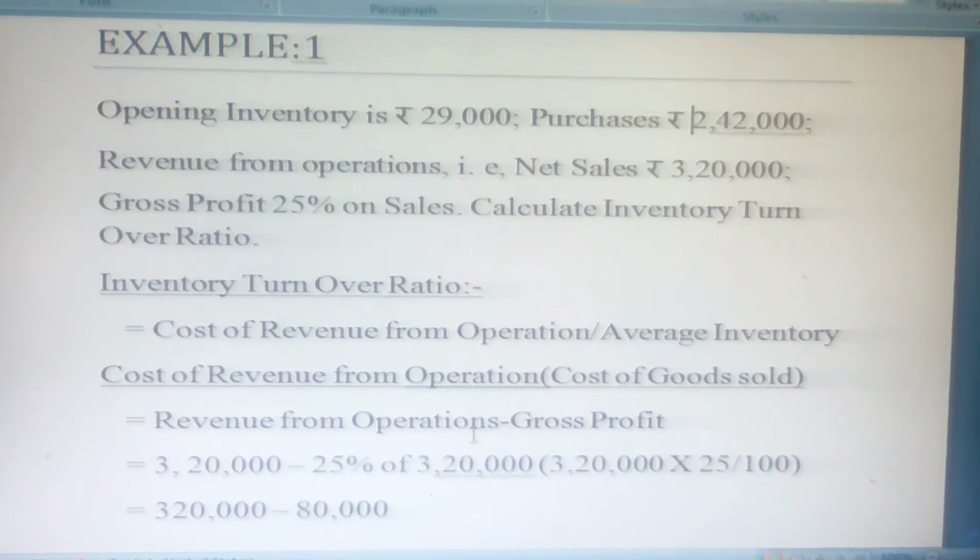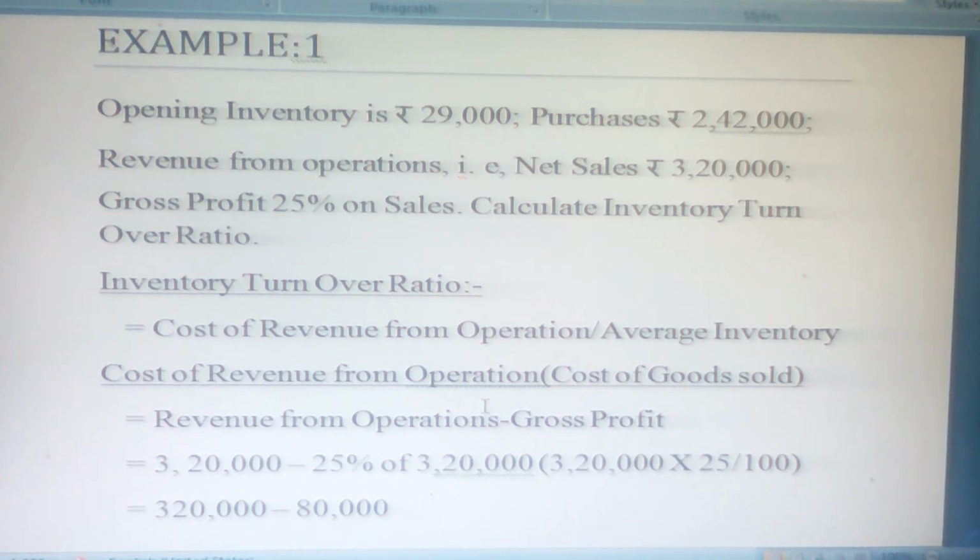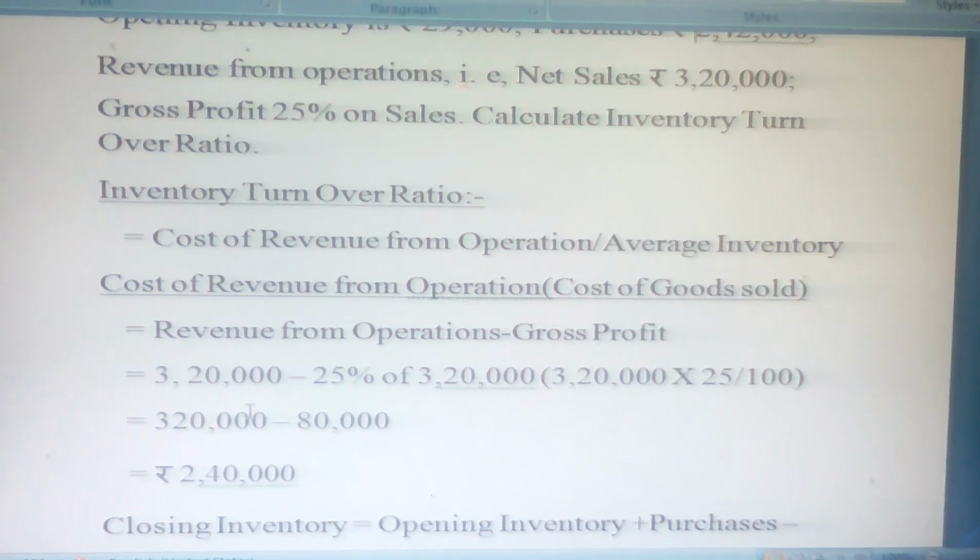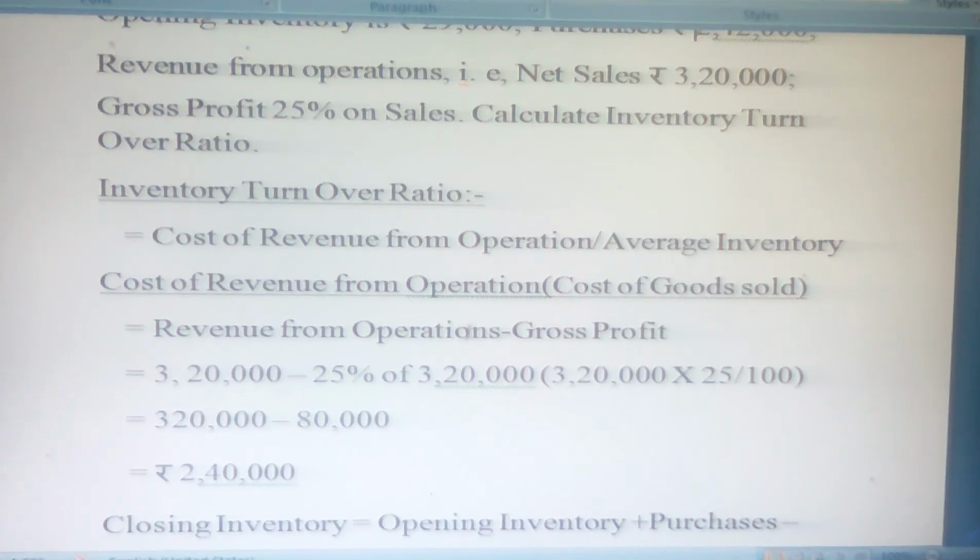So how to calculate here? As you know, first we want to mention the inventory turnover ratio formula. So what's the formula here? Cost of revenue from operations divided by average inventory. So we are going to calculate cost of revenue from operations, nothing but cost of goods sold. So how to calculate here? Revenue from operations minus gross profit, you will get cost of revenue from operations.